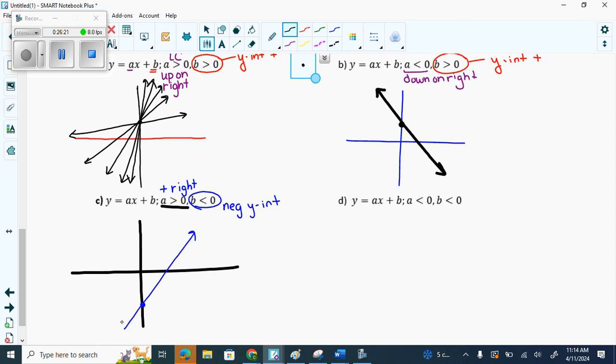Boom. What was my thought process? I needed to be up on the right, and I didn't want to make it aggressively steep. But you could. It doesn't matter. You could make it flatter. You could make it up, right? Just needs to be up on the right.